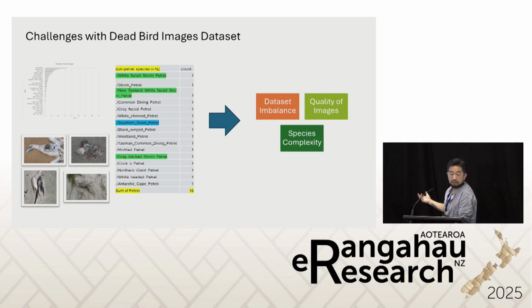The next one is the quality of the images. You can see from this slide, for example, in that one half of the body is buried in the sand. In another, the dead bird's body is highly tangled with grass, which makes it very hard to classify. Another issue is species complexity. For example, in our dataset we have 16 subspecies of petrel, which also makes classification very hard due to the limited data.